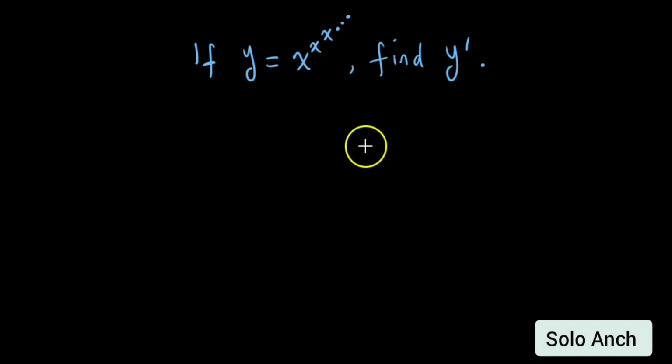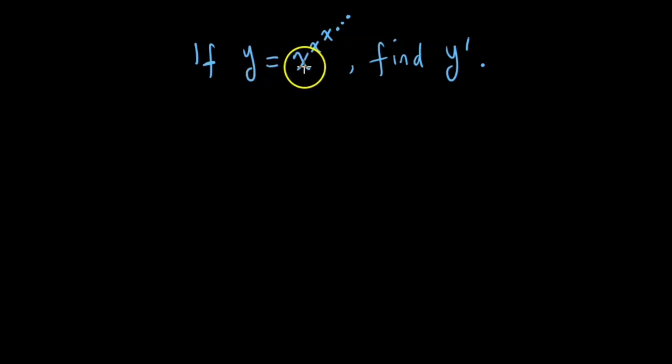My name is Anch, and in this video we will find the derivative of the function y given as x raised to the power of x raised to the power of x, and so on and so forth. Right, so here is what we call infinite tetration of x, that is a repeated exponentiation. Okay, good. So just keep on building the powers, infinitely many of them.